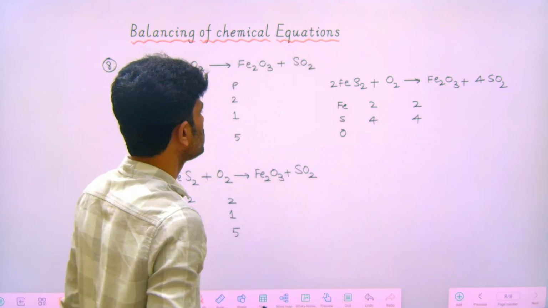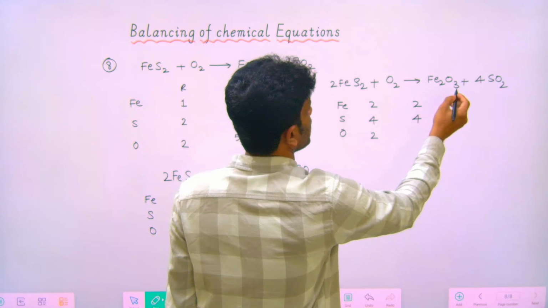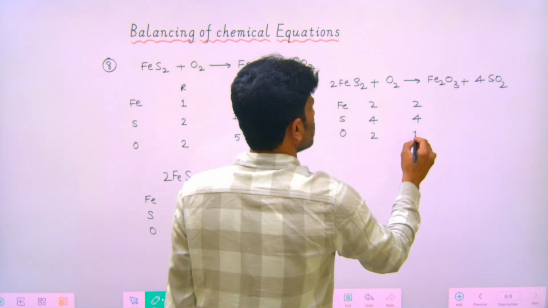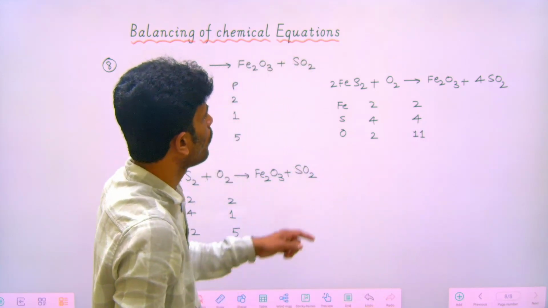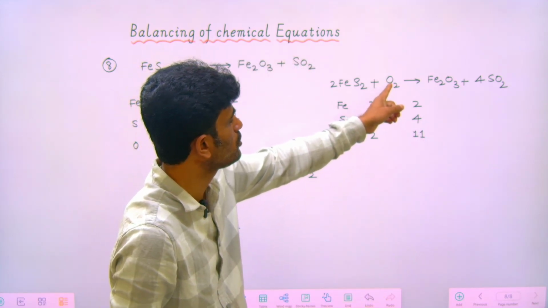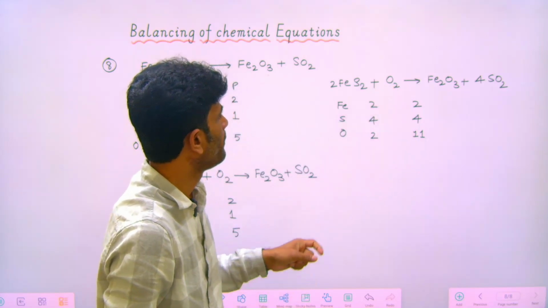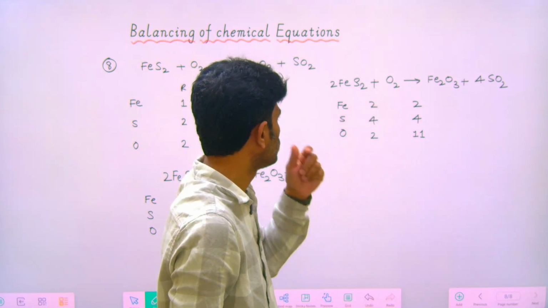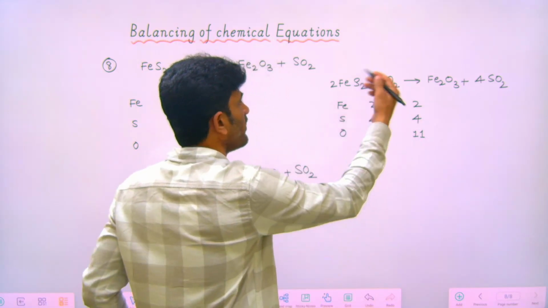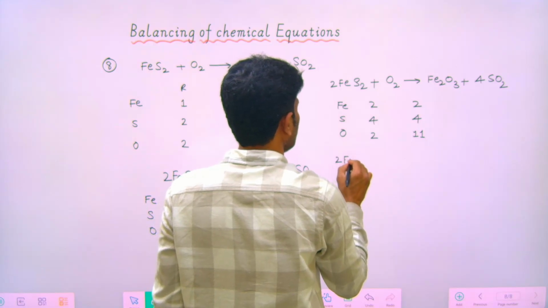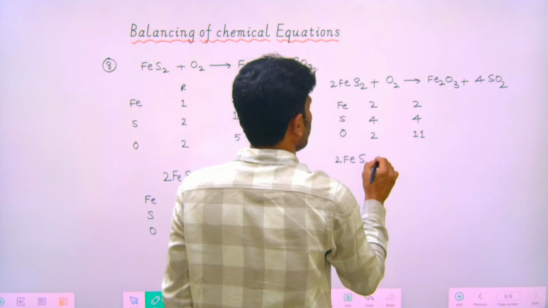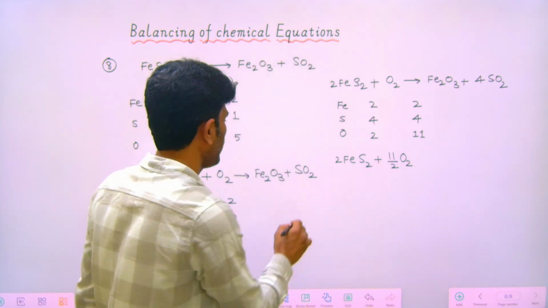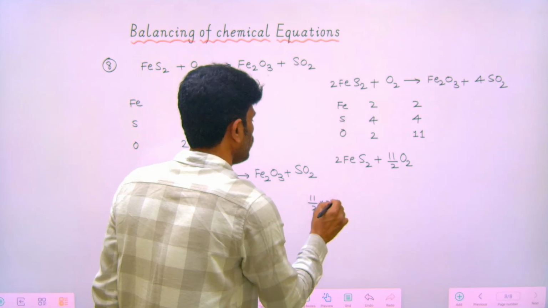But if you check oxygens, here we have only 2, but there we have 3 plus 8, 11. So what should be multiplied here to oxygen 2 so that we get 11? Because 11 is an odd number, by multiplying something to 2, we do not get 11. So what we do here, we multiply 11 by 2. So we write it as 2FeS2 plus 11 by 2 O2. Then 11 by 2 into 2 will become 11.